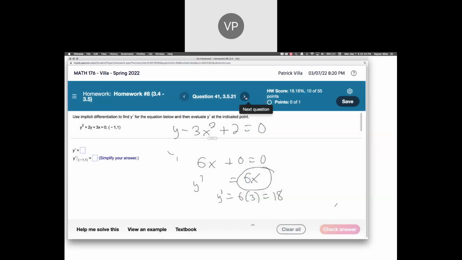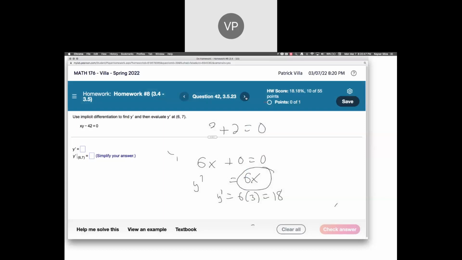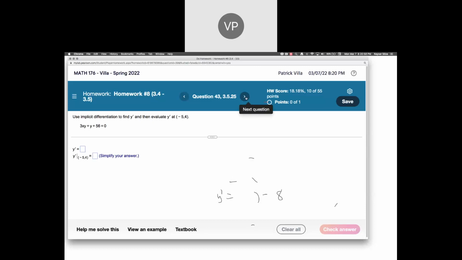Let's look at number 43 as our next one. And you'll see, same kind of thing. They're going to give us an equation. And this time we have to apply all of our rules. Remember, like I said last lecture, all of these rules are going to start stacking up one after another. So remember your product rule, remember your power rule, remember your quotient rule, the natural log rule, everything. They still are applicable here. So we have 3xy plus y plus 56 equals 0.